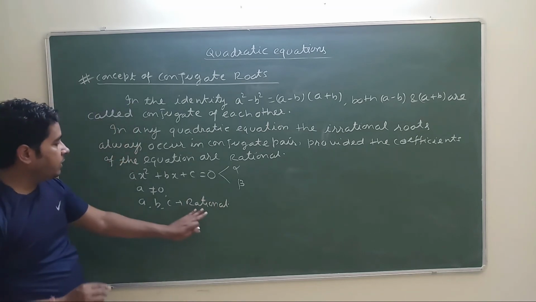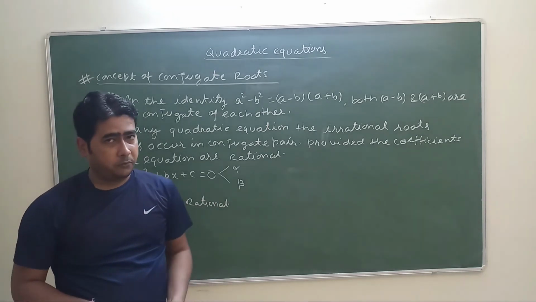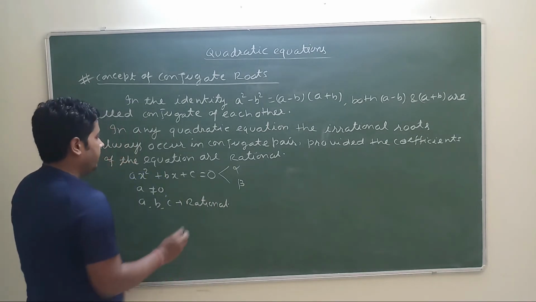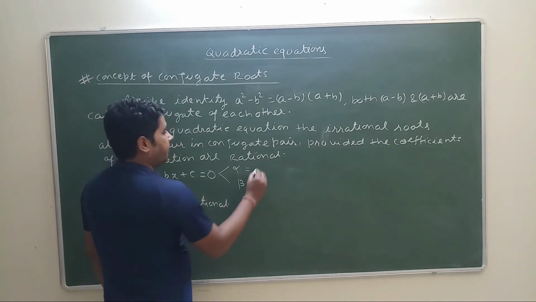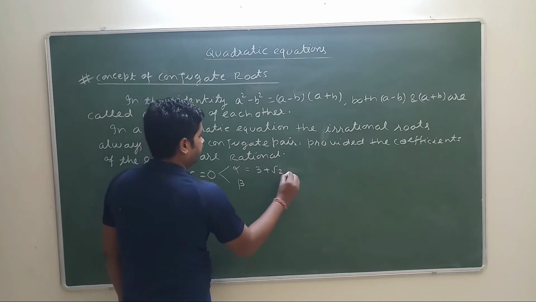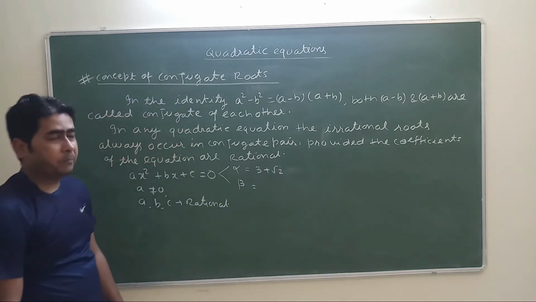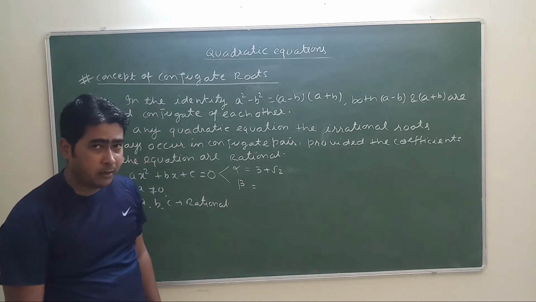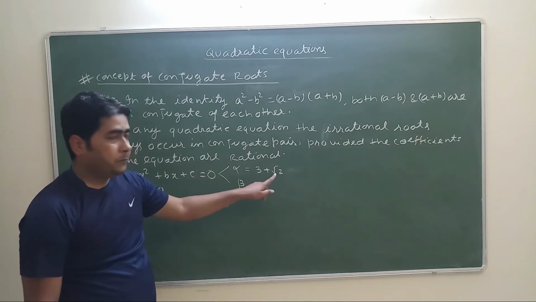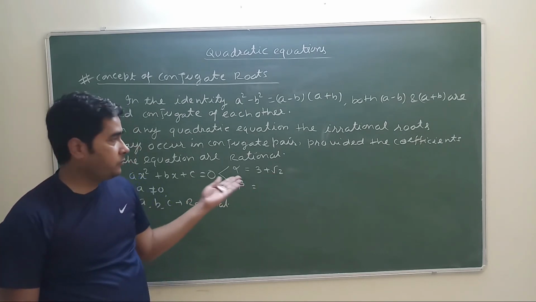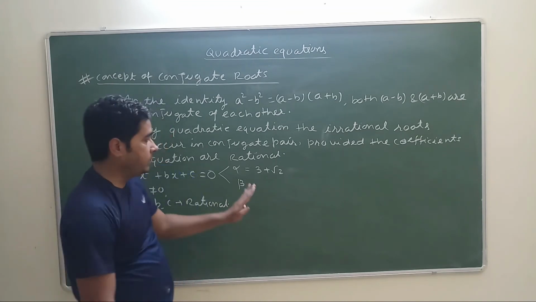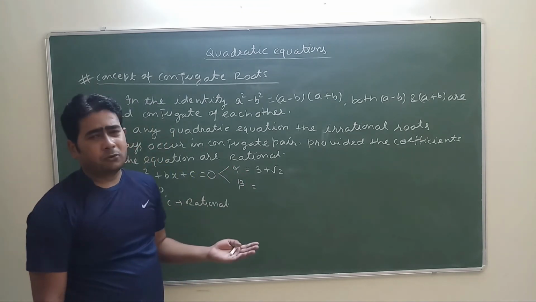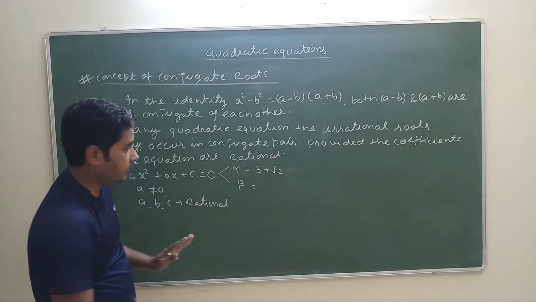A, B, C are rational means they can be written in the form P by Q. You know about rational numbers. So if A, B, C are rational and somebody is telling that alpha is 3 plus root 2, then this is irrational. 3 plus root 2 is irrational. You have solved them in chapter 1, exercise 1.3. You have done those questions that prove 3 plus root 2 is irrational, right?